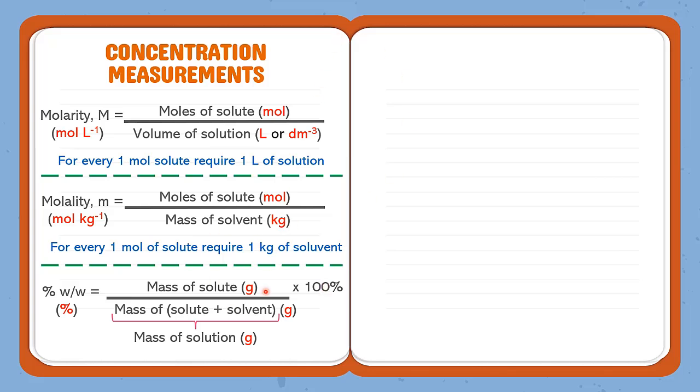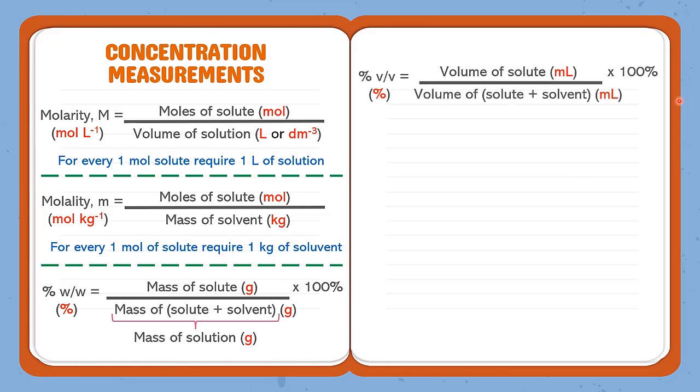Some questions immediately give you mass of solution, but some of them can also give you mass of solute and solvent separately. Another formula of percentage is going to involve volume. So you have exactly the same concept as in percentage by mass. The only difference now is the ratio involves volume: volume of solute, volume of solvent, and volume of solution. So basically, the denominator must always be the volume of solution.